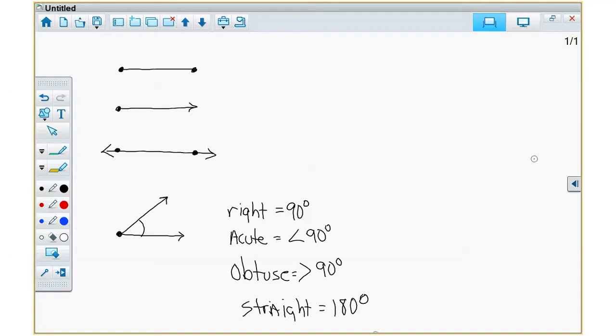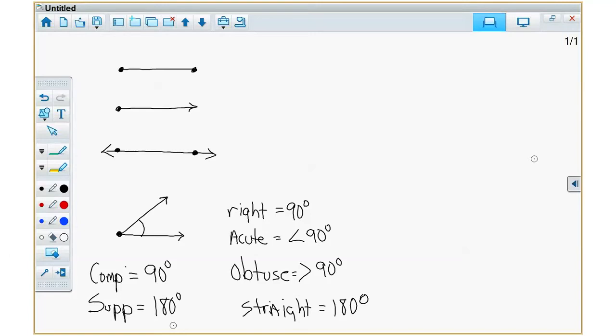And we also discussed complementary, which means equal to 90 degrees, and supplementary, which is equal to 180 degrees. And we talked about radians.